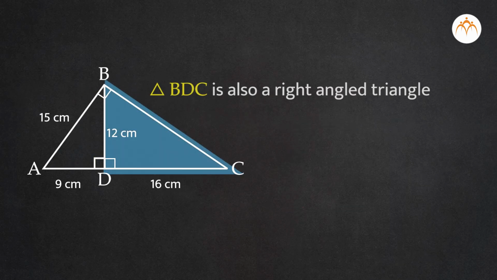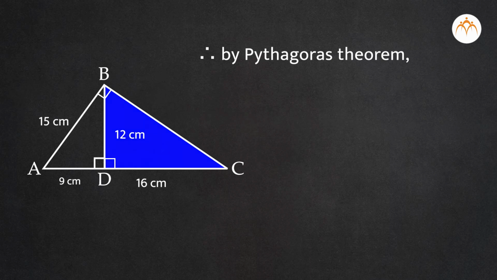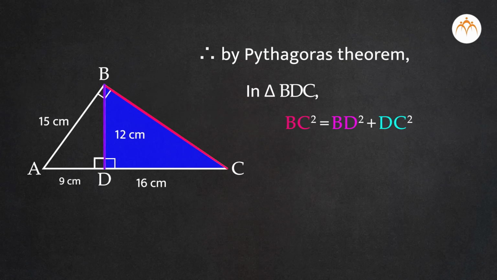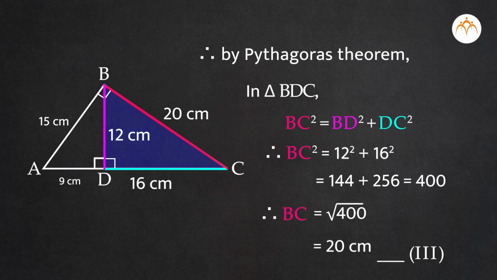Equation 2. Triangle BDC is also a right angle triangle because segment BD is perpendicular to segment AC. Therefore, by Pythagoras theorem, in triangle BDC, BC square is equal to BD square plus DC square. Therefore, BC square is equal to 12 square plus 16 square is equal to 144 plus 256 is equal to 400. Therefore, BC is equal to square root of 400 is equal to 20 centimeter. Equation 3.